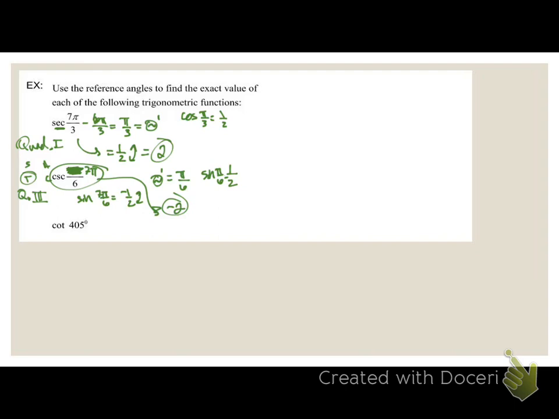All right. And probably ought to change this as well. Let's do 315.